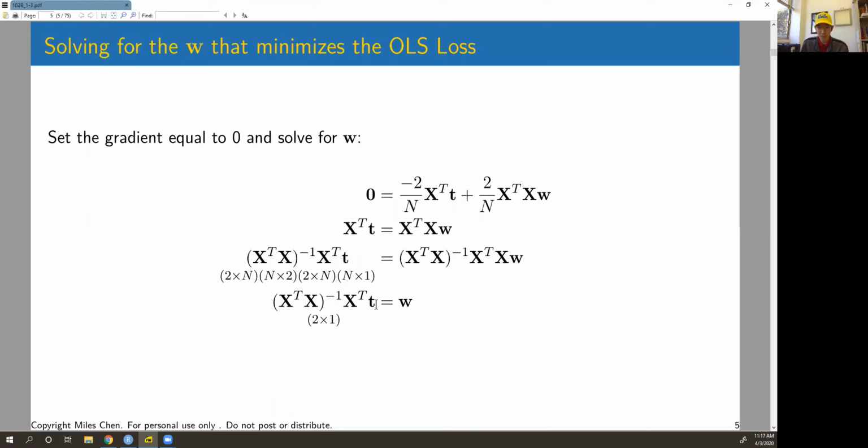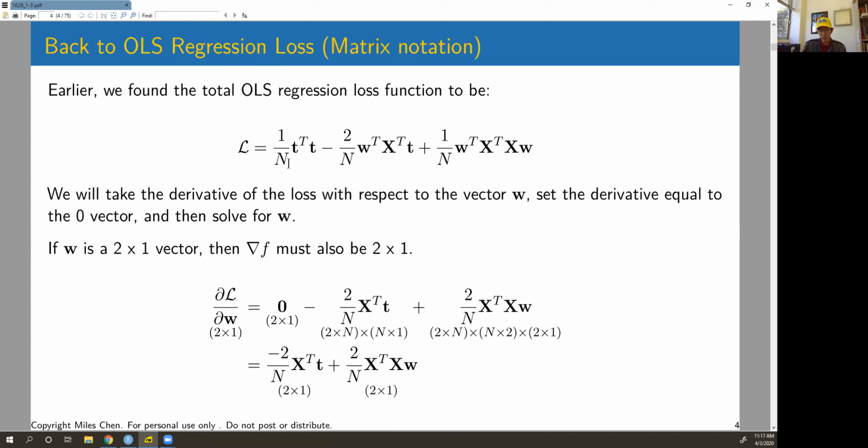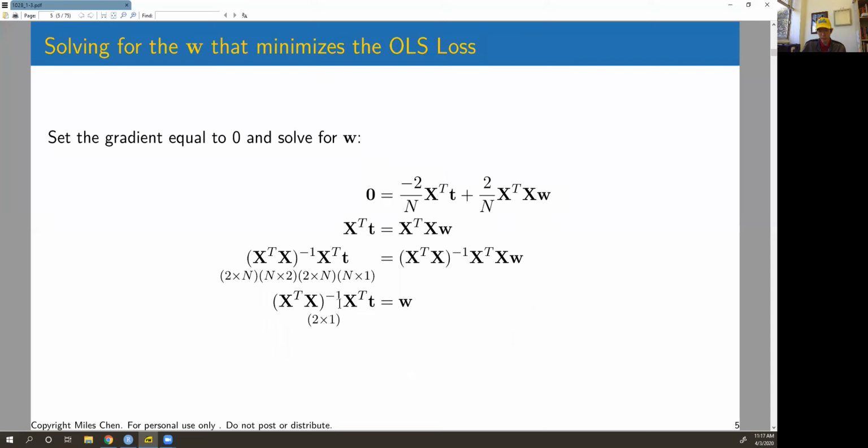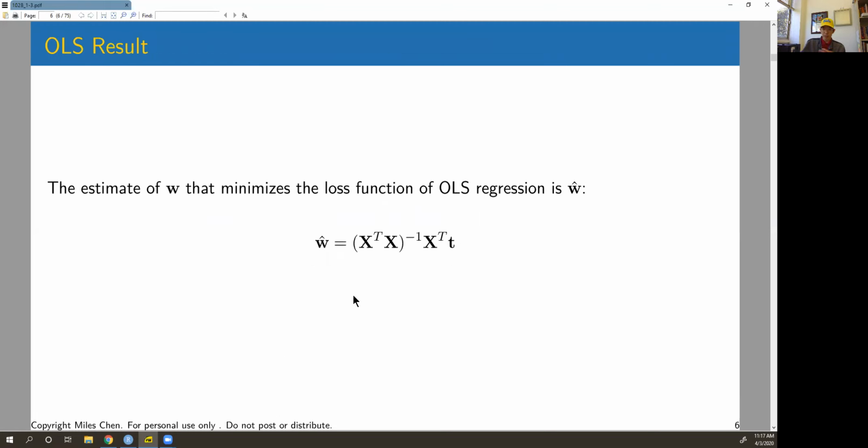This is going to be an important relationship. You will see this almost certainly in your 100C class when you start dealing in matrix notation. So the solution for ordinary least squares regression that will minimize the loss function is: we take the gradient of this with respect to W, we set that gradient equal to 0, we solve for W, and this is the solution where we arrive. That is going to be my estimate for W hat.